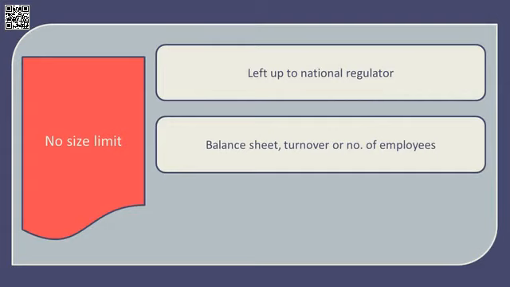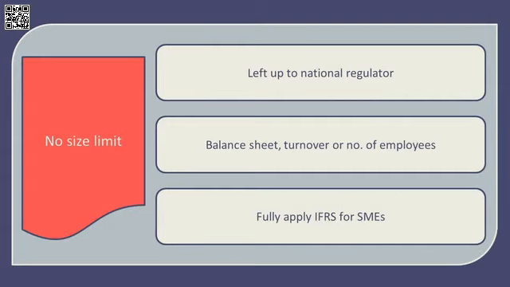If a company then chooses to apply IFRS for SMEs, they must fully apply the standard, just like any other standard. They cannot choose between IFRS and the IFRS for SMEs. They must always apply IFRS for SMEs.